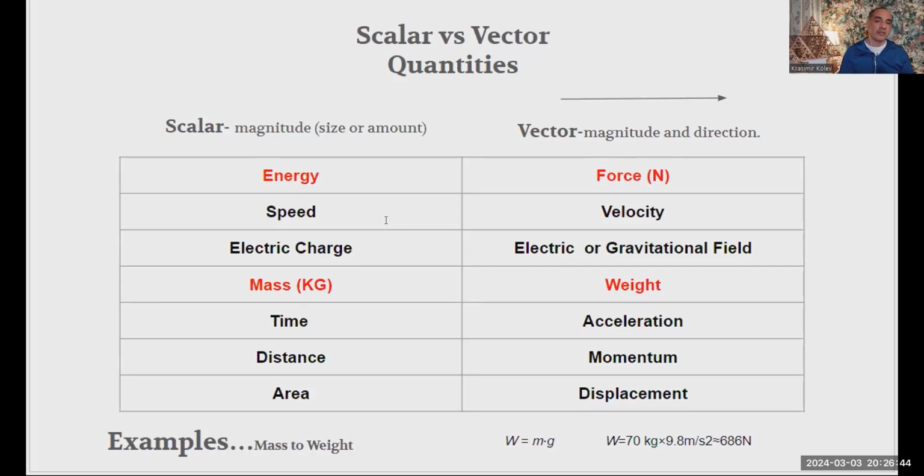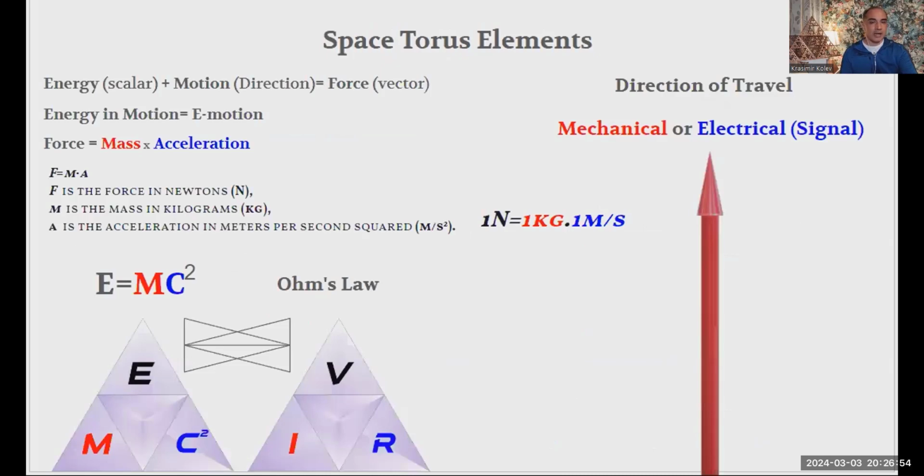Now, this is very, very important for us because we're going to see how these vectors are moving and what those forces are creating. So in this slide, we're going to talk about the first aspect of the space torus. This is the direction of travel, or the central axis through which the space torus, the object, or the signal is traveling. This is the red arrow here that is going to show us.